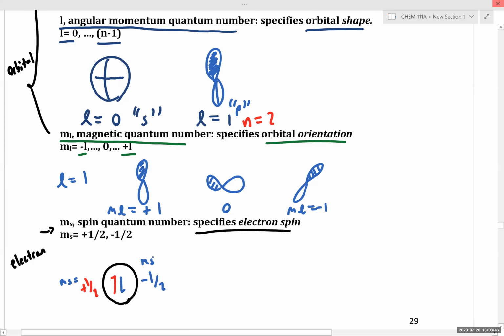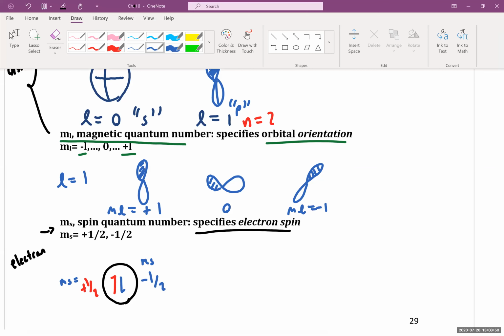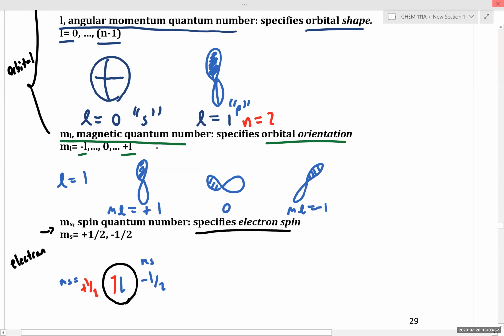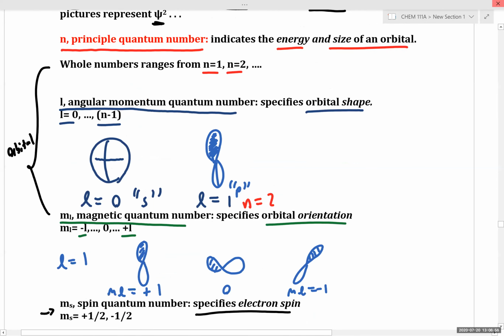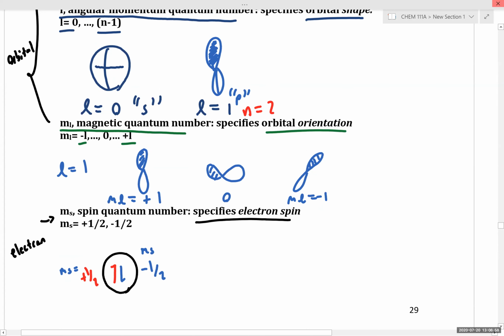We'll talk more about what spin represents as we do our deep dive into each of these different quantum numbers. So each unique set of quantum numbers describes a unique electron with a unique probability density and a discrete defined energy.